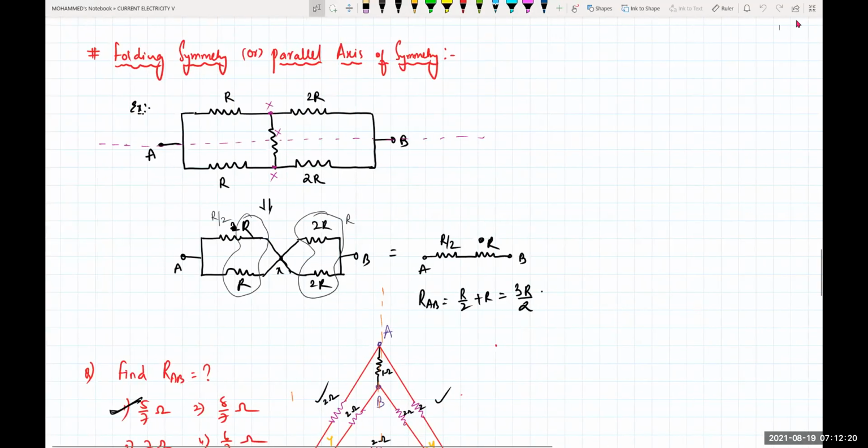Come to next heading, beta. Folding symmetry or parallel axis symmetry. Something like we can fold like a paper, book, anything basically.